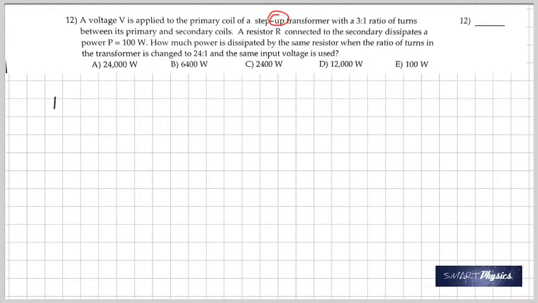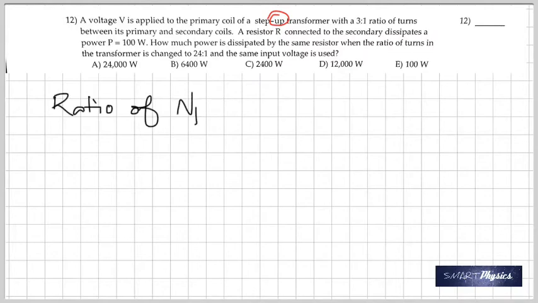This question, actually the word here step up should have been step down. Because as given in the problem, the number of turns is 3:1 between its primary and secondary. So that means the primary has 3 turns and secondary has 1, which would make it a step down transformer. Because if you take it as step up, you're never going to get the answers given. So that's a typo, and therefore you have to take it that way to get the answer.